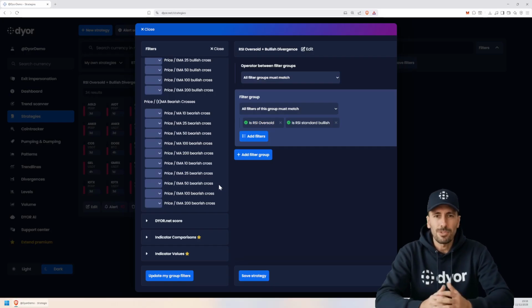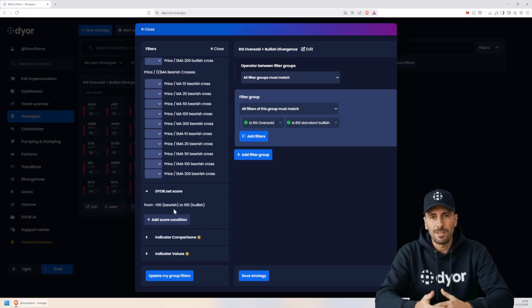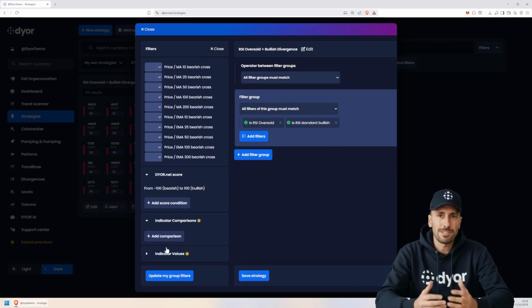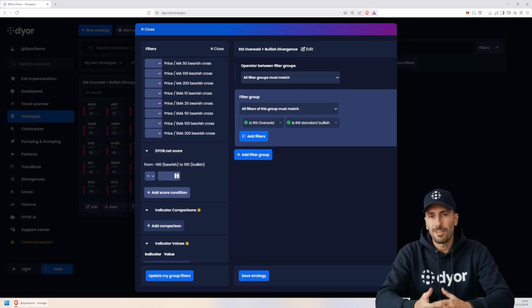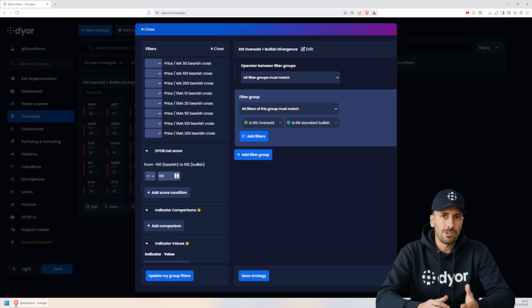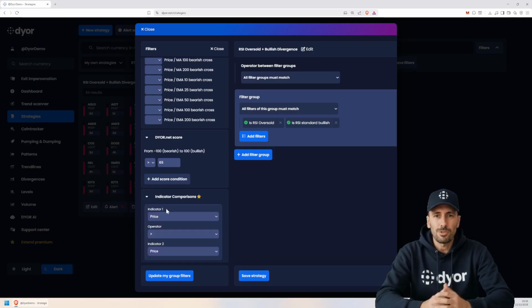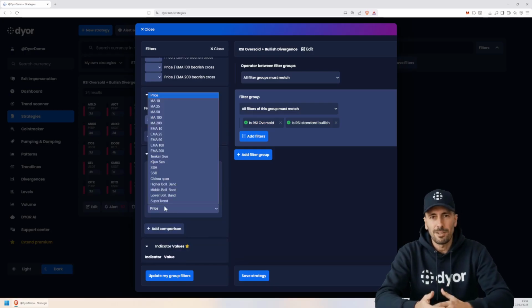Finally, we have three unique filter types: Dior.net score, indicator comparisons, and indicator values. The Dior.net score is a trend score calculated by the platform, ranging from -100, extremely bearish, to +100, extremely bullish. The further you get from zero, the stronger the trend. This filter lets you search for cryptos based specifically on their trend strength. With indicator comparisons, you can compare price indicators against each other.